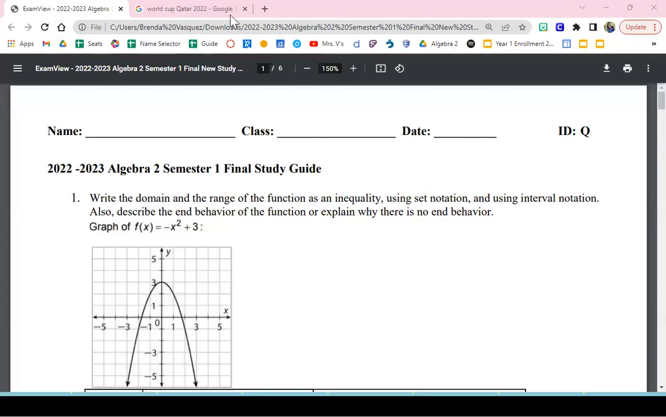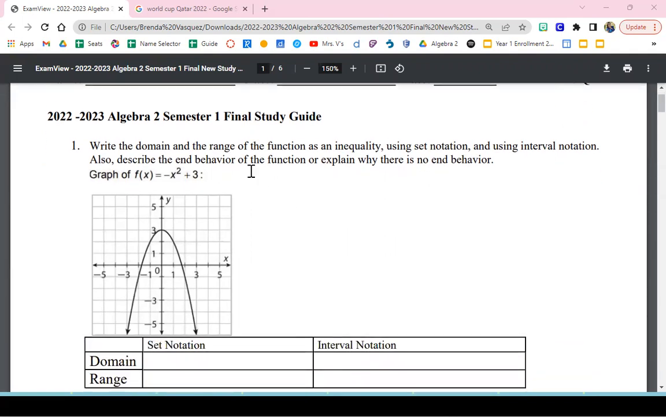All right, so today we're going to go ahead and start reviewing with our semester final study guide for our final. We're going to start with the first one. And as you guys see, what type of parent function should I have here? It's a quadratic. Notice here that it looks like a parabola, and we have a highest degree of two.